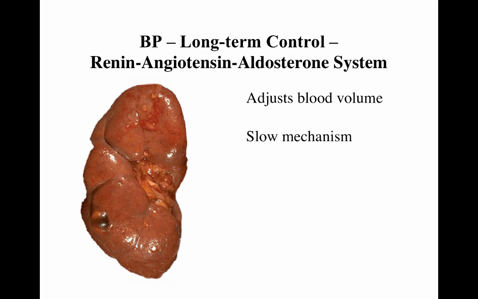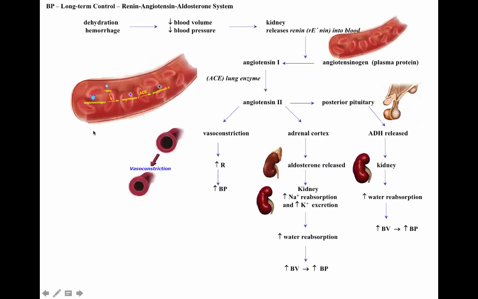Long-term control, the renin-angiotensin-aldosterone system, adjusts blood volume, and this is a slow mechanism. This discussion is a bridge into some of our discussion that we'll take a look at when we focus more on the kidney in our urinary unit, as well as our lungs in the respiratory unit.